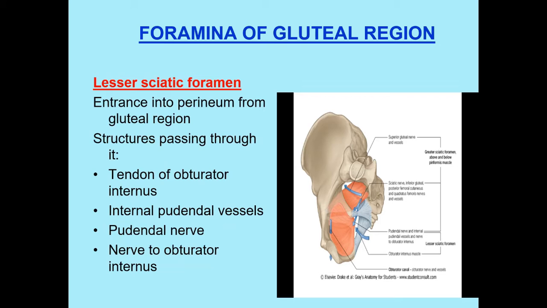Lesser sciatic foramen, entrance into perineum from gluteal region. Structures passing through it are tendon of obturator internus, internal pudendal vessels, pudendal nerve, nerve to obturator internus.